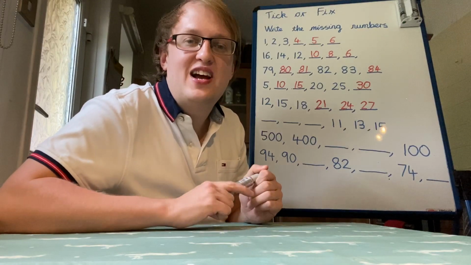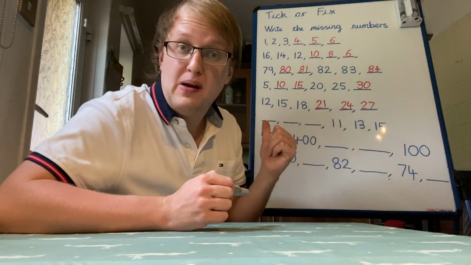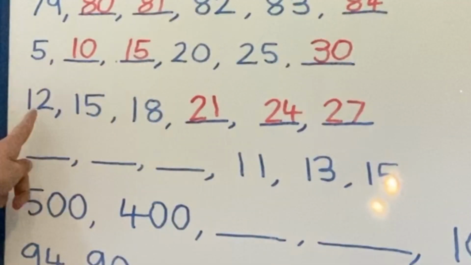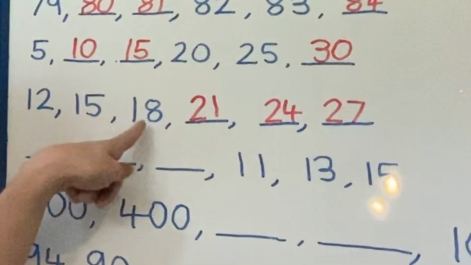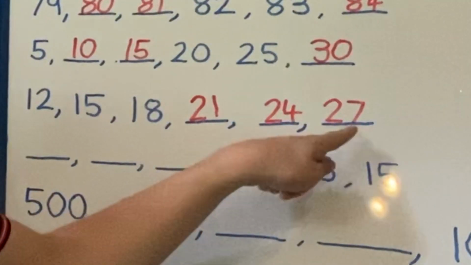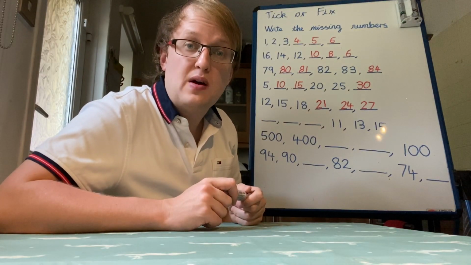Step 5 is to check our answer, and because in year 2 we know how to count in 3s, the pattern should sound quite familiar to us. So it's 12, 15, 18, 21, 24, 27. That looks good to me. Now, moving on to our next question.